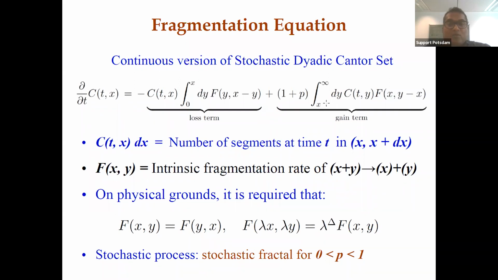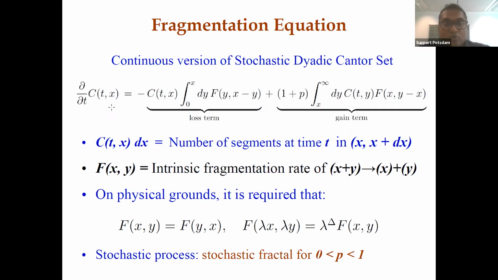Now here is the left hand side of our equation where you have the c. The c is a function of time and x, and the meaning of c is that c dx gives you the number of segments that you have at a given time t in the interval x to x plus dx. So it's a segment density, if you like. The left hand side gives you the rate of change of segment density, where the right hand side tells you how it can go up or how it can go down.